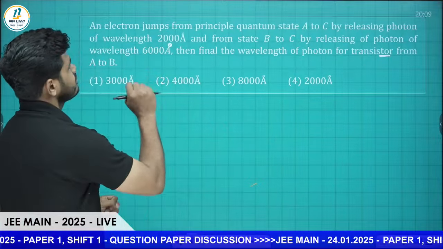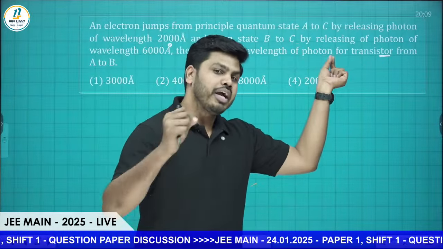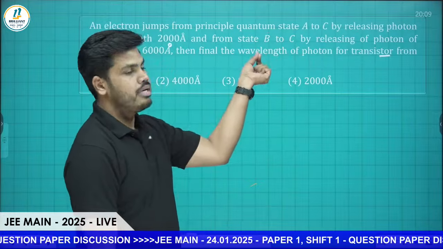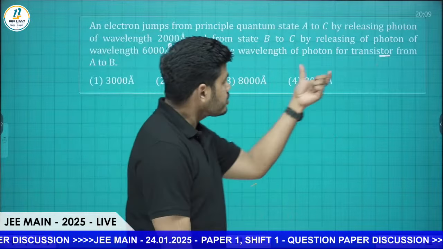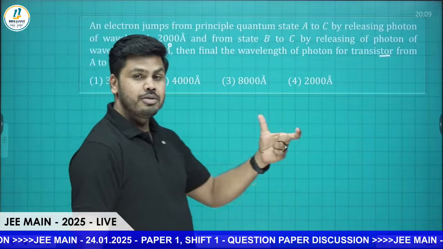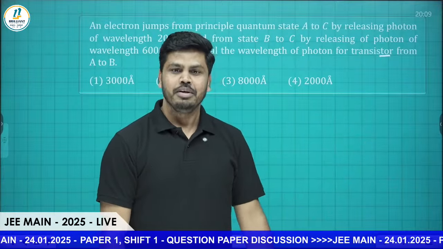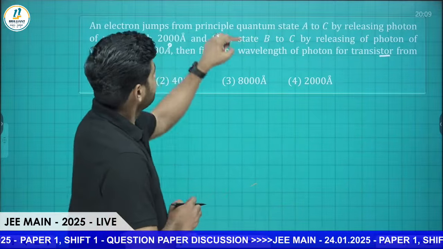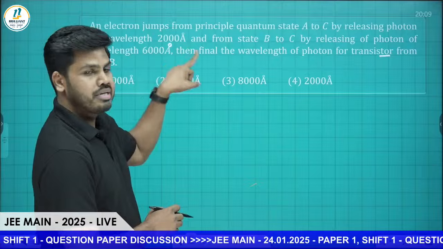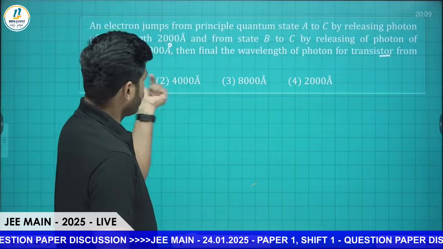Okay, the second transition is from B to C. So energy difference will be EC minus EB, right? And then the last transition is from A to B. So it is going to be EB minus EA, right? And in these cases, different photons are emitted. Energy will be different, so therefore different photons will be emitted.